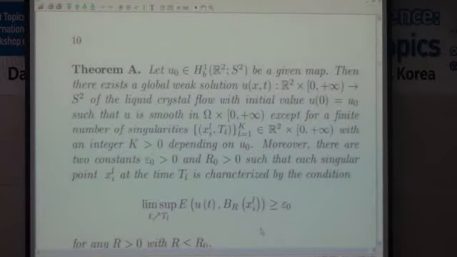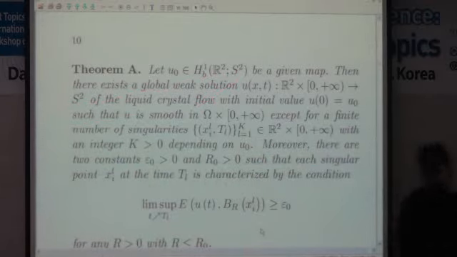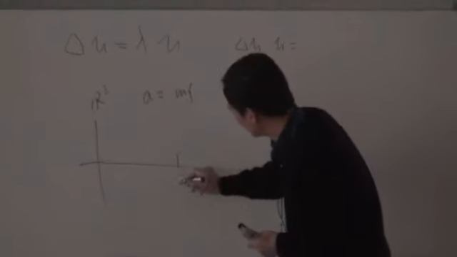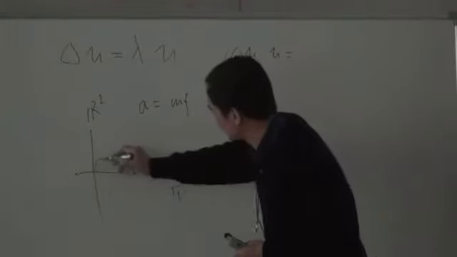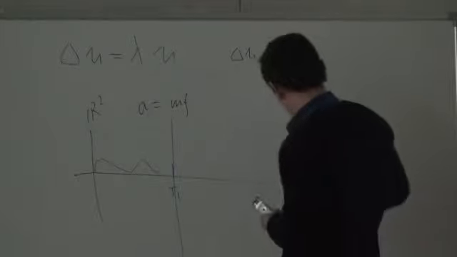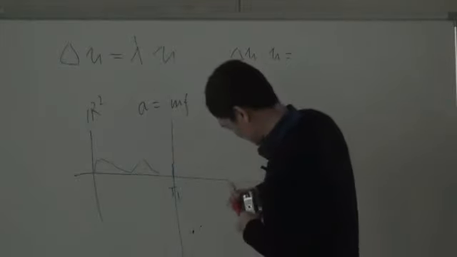Then the first result: if you give an initial map from this space, I can prove I have a global existence. Actually, this result is similar to Struwe's. So I start the solution from here, then I can flow the solution to T1, where it blows up. So this is smooth. Then at this T1, you have a finite singularity.